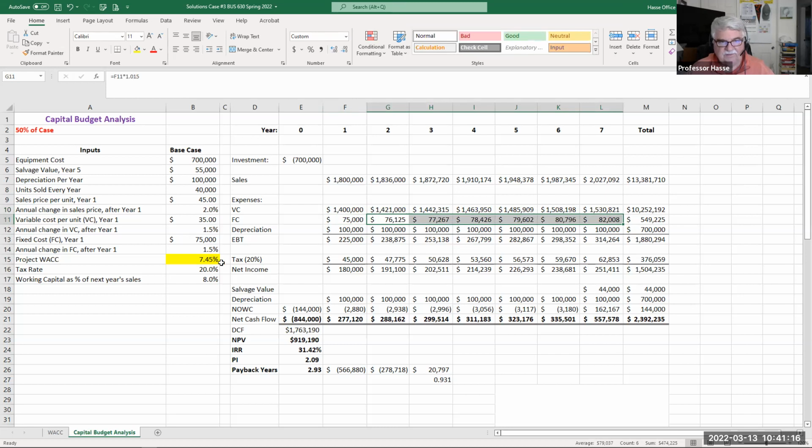Our depreciation is given to us as $100,000. That does not inflate. Our tax rate is 20% of the earnings before taxes. We get a net income of $180,000 in year 1, up to $251,411 in year 7. Once we determine our net accounting income, then we add in or subtract out our other cash flow items.